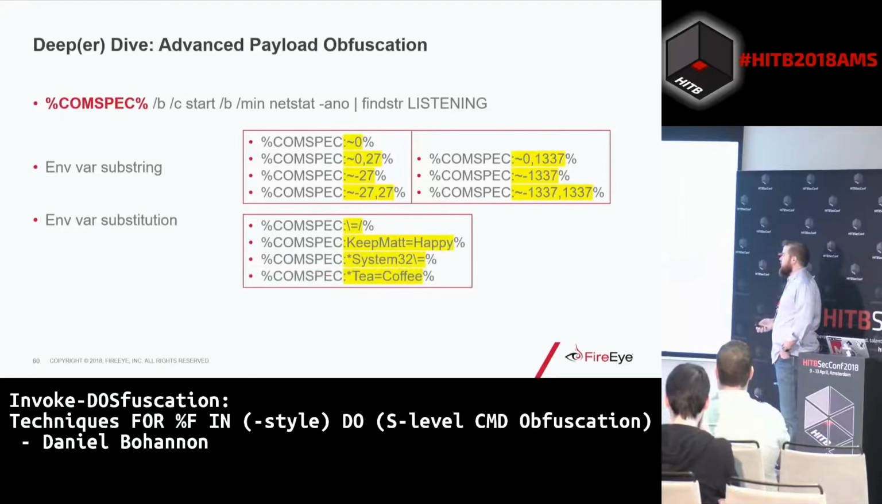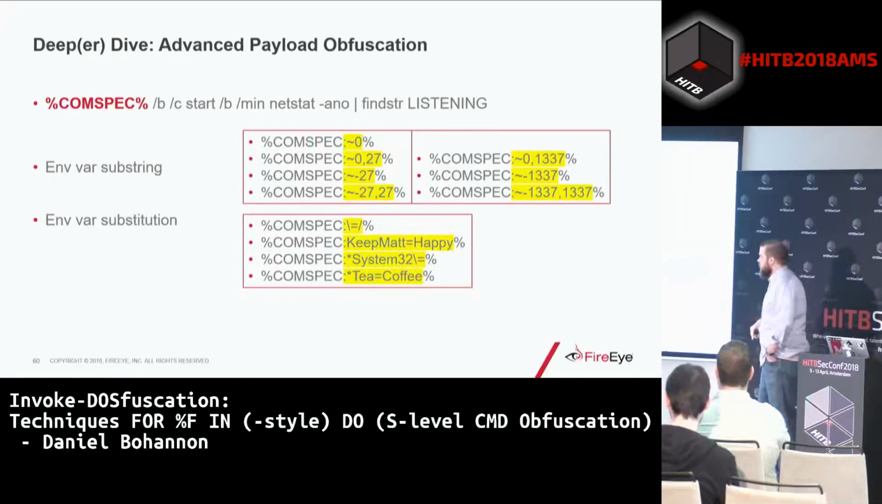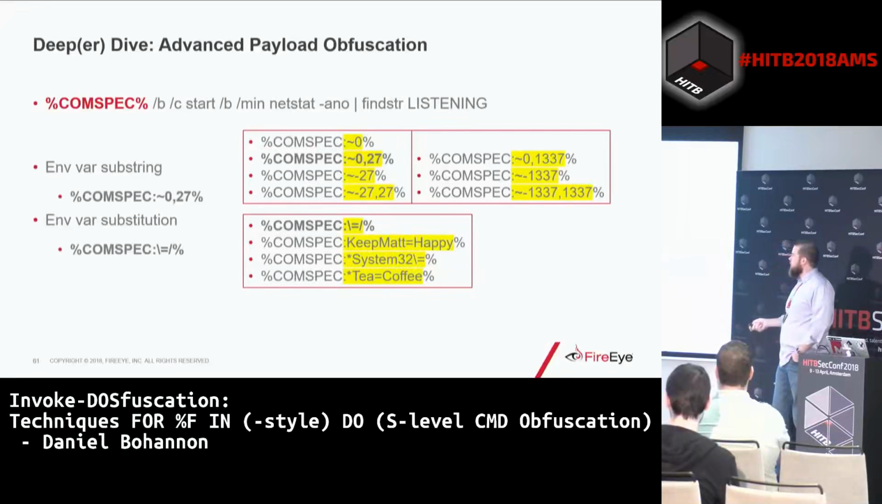Another thing we can do is use environment variable substitution, which is what FIN7 was using, but kind of for different purposes. We can say, okay, give me the comspec value, but replace backslashes with forward slashes, which will still execute perfectly fine. Or we can use values that we know won't exist. So we'll just choose two of these and keep obfuscating them a little further.